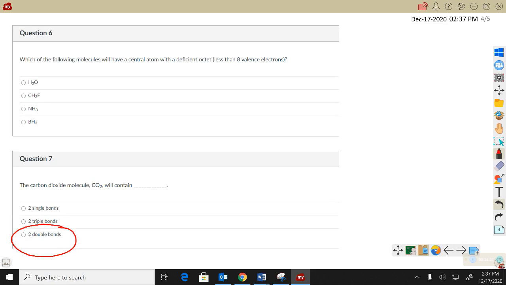Question 6. Which of the following molecules will have a central atom with a deficient octet? That just means less than 8 valence electrons. And so again, it might help to draw them. If I have H2O, whatever can make the most bonds goes down first. That's going to be my oxygen. Hydrogen and halogens will never be in the middle because they only take 1 bond. But my oxygen can take 2. But he still has an octet. Even though he's got 2 bonds and 2 lone pairs, it still counts for 8.